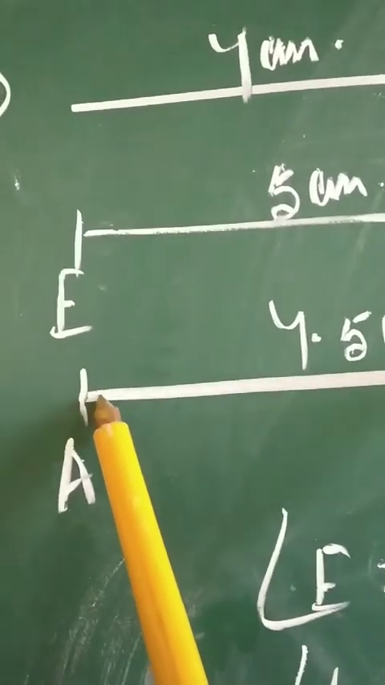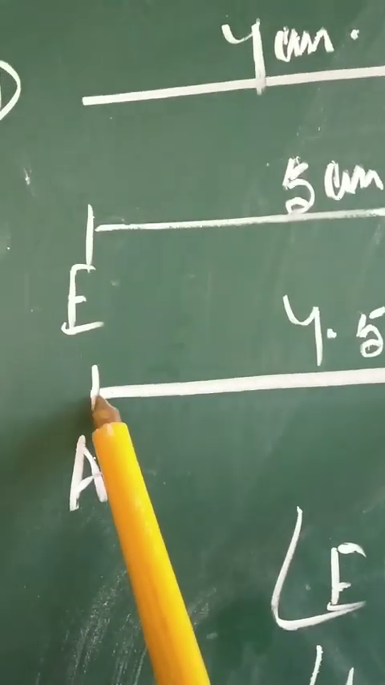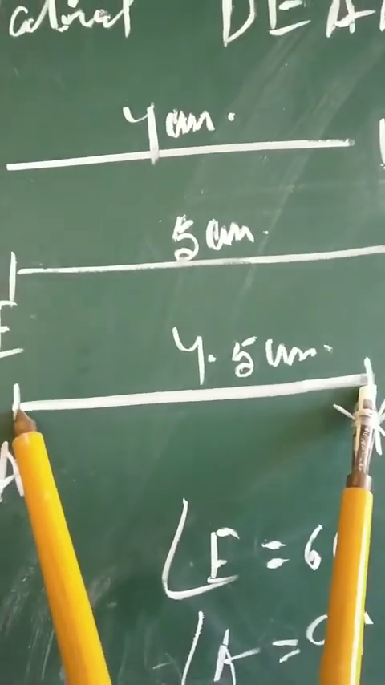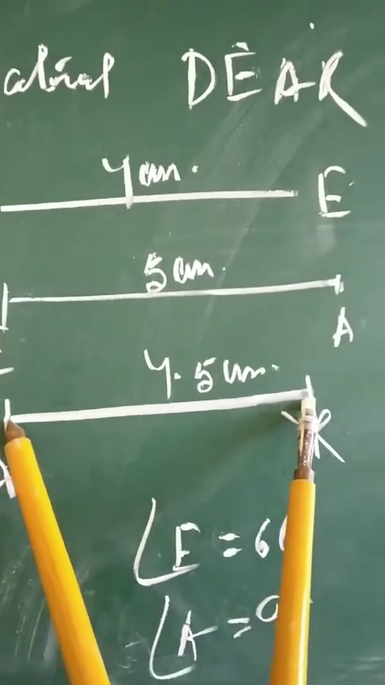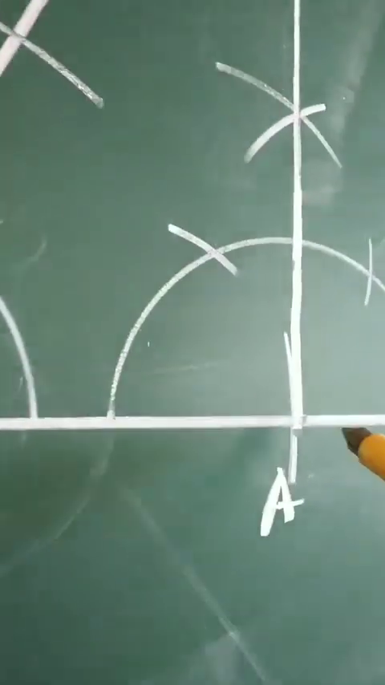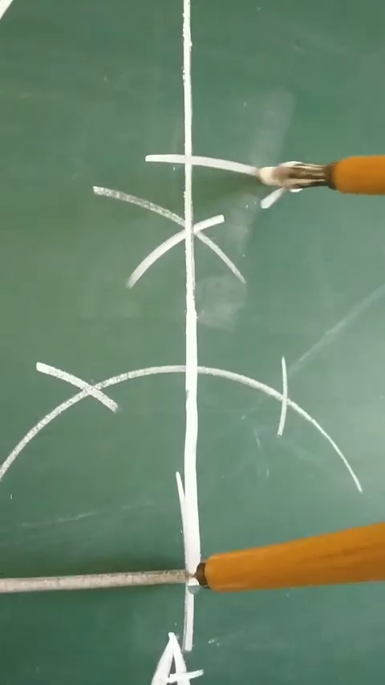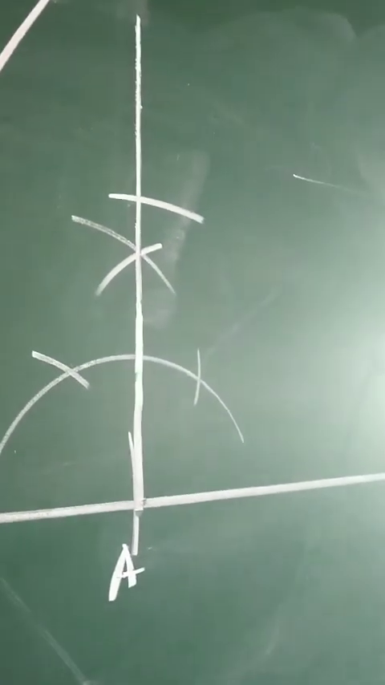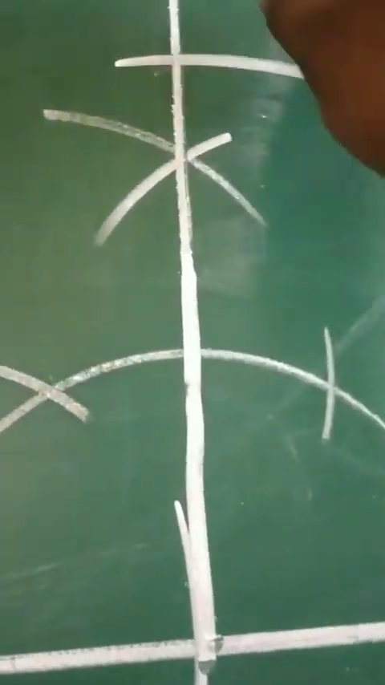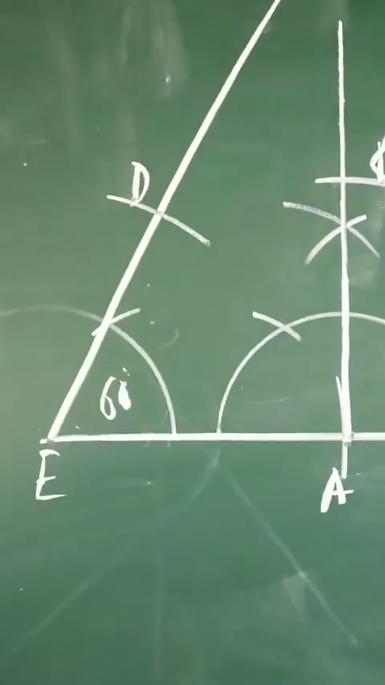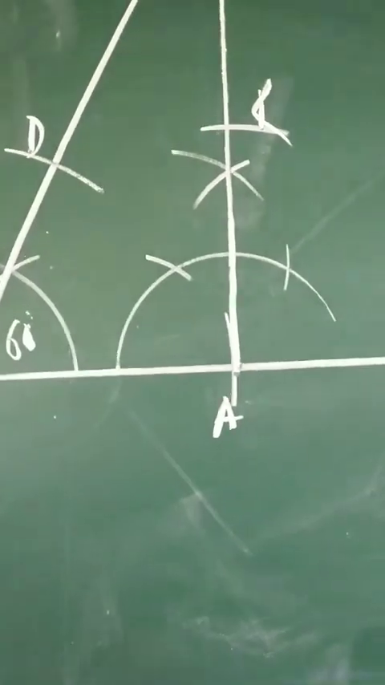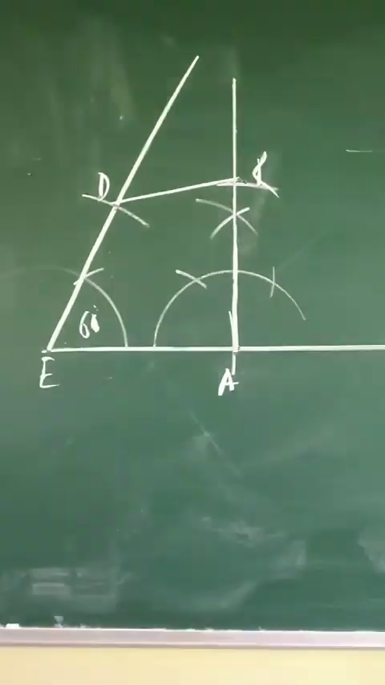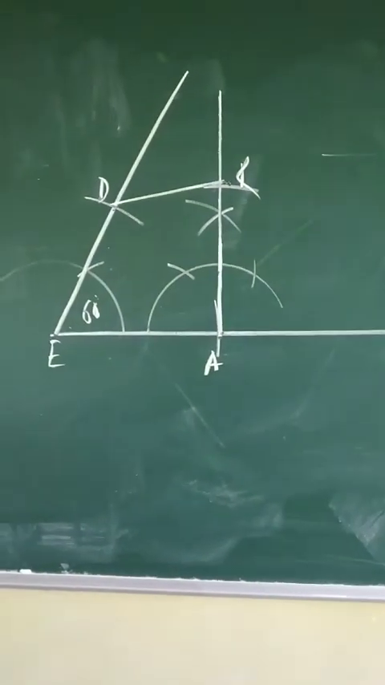I'll take the measure of AR, which is measuring 4.5 centimeter. I'll place at A and I'll give one arc. Children, this arc which I have just now constructed on this line segment, that is R. So DEAR is being constructed. Now I'm going to join these 2 points. Name of this figure is DEAR, the quadrilateral.